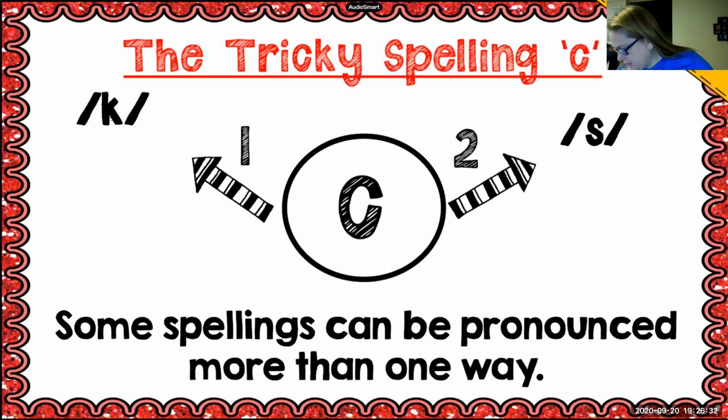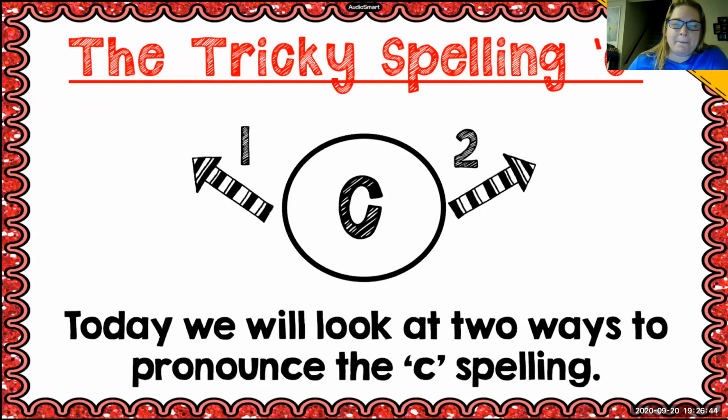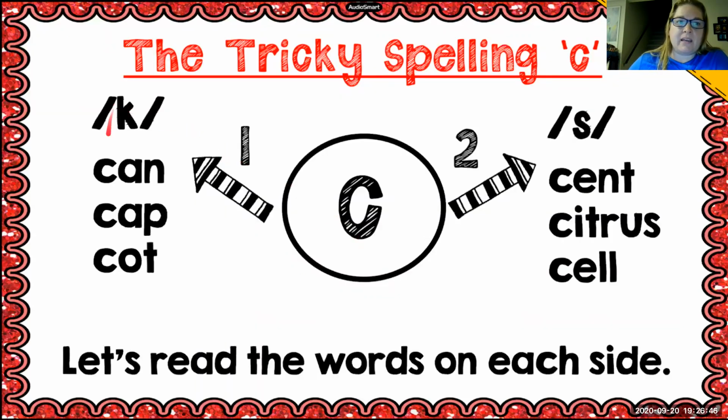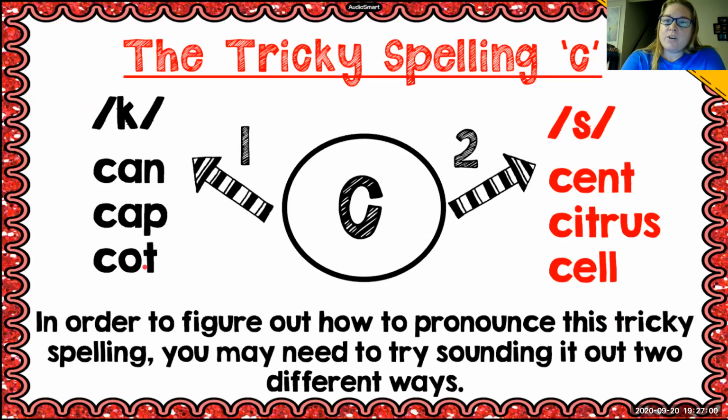There are some spellings that can be pronounced or said more than one way. And the letter C is one of those tricky spellings. The letter C can be pronounced with a k sound, the way that you would normally think that it would be, like the word can and cap and caught, okay? But then there are other ways that the word can be pronounced, like with an s sound in the words scent and citrus and cell.